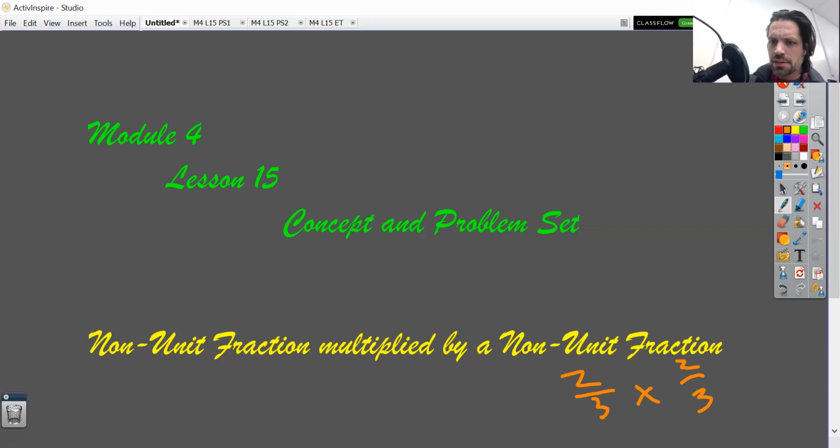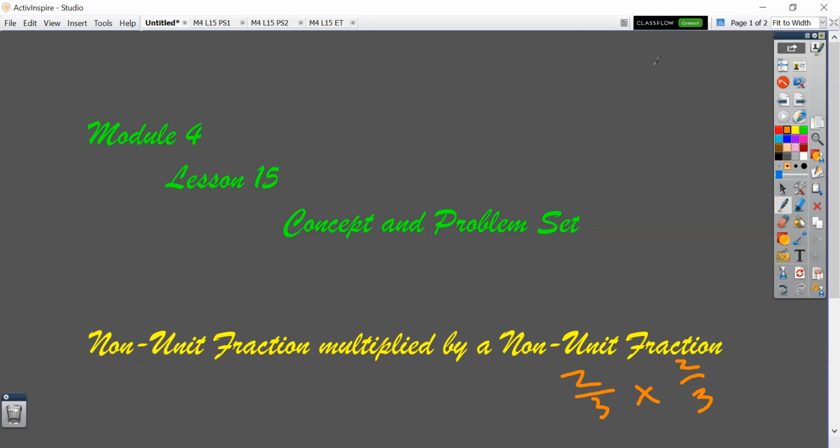Again, we're going to have to do models, but we're going to start transitioning away from the models so you can just show it numerically. So get ready for that. All right, let me minimize myself and get ready.